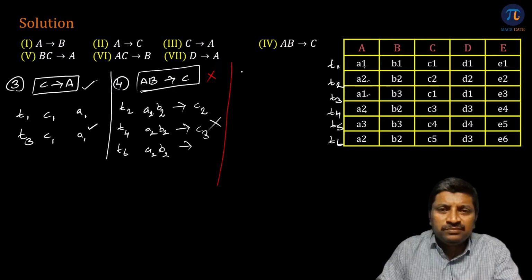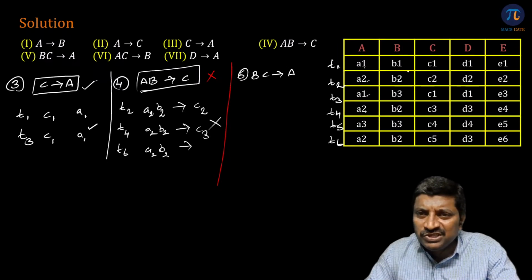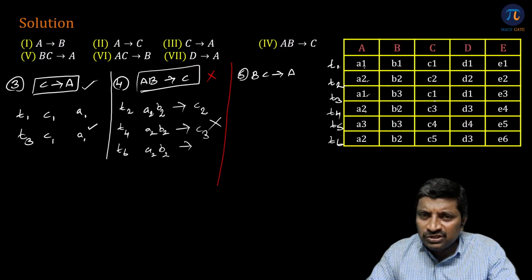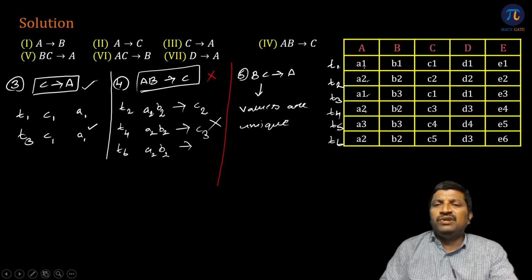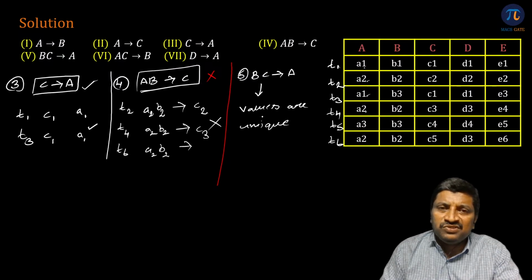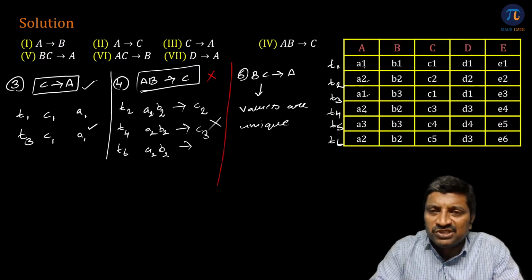What about the next one? BC goes to A. What about BC, sir? Please verify. B1, C1, B2, C2, B2, C3. I think all the values are unique. Values are unique, so it will be satisfied. Like that, you can verify the remaining two options 6, 7 so that you can answer the given question.